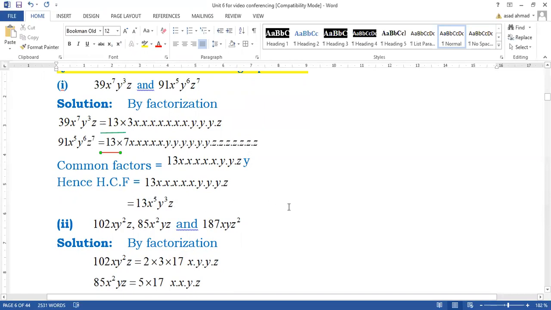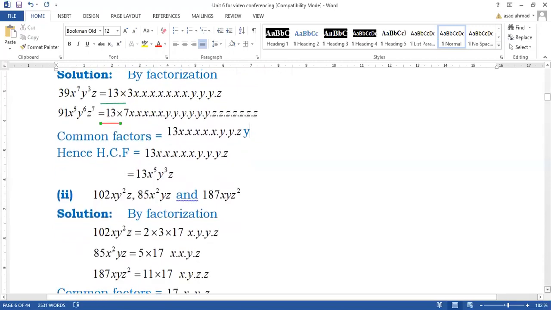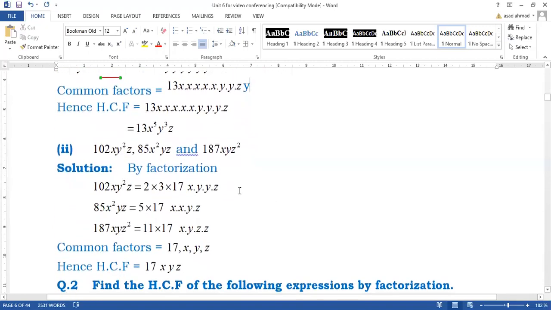Similarly, for the second example, 102, 85, and 187, these three numbers are broken up as multiples of prime numbers. So what are prime numbers? Those that have only two divisors, one and itself, are called prime numbers. So we have to break up these numbers 102, 85, and 187 into prime numbers only.